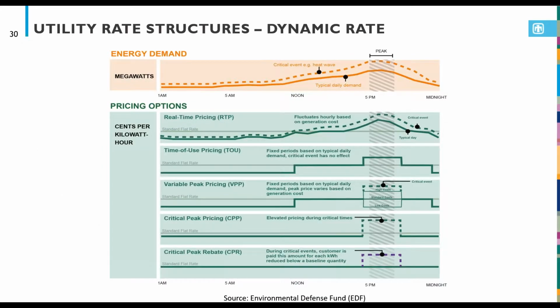Besides time of use, there are also other dynamic pricing options, including real-time pricing, variable peak pricing, critical peak pricing, and critical peak rebate. Variable peak pricing is very similar to time of use pricing, except that the peak period prices change daily to reflect the system conditions and costs. The critical peak pricing, on the other hand, is similar to the flat rate, except that the price may increase dramatically when a critical event occurs.